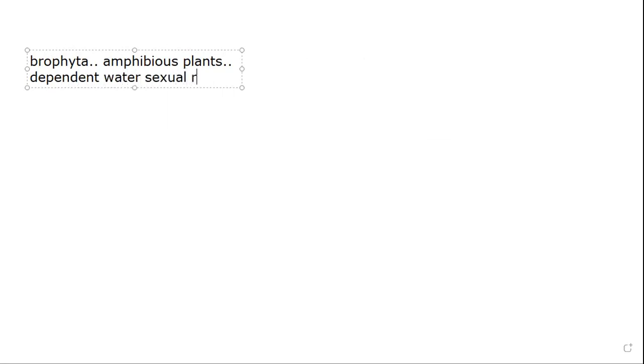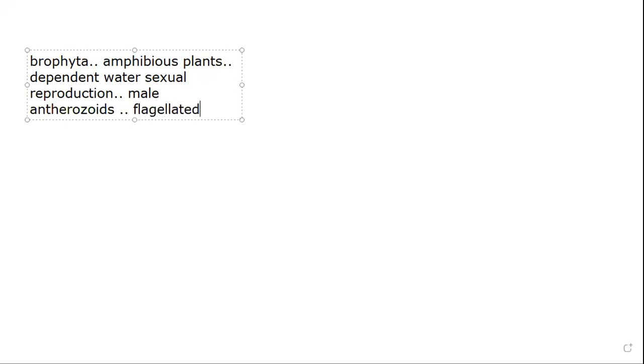How are they dependent on water for their sexual reproduction? They are dependent on water because the male antherozoids are flagellated, and they need water to move from one place to another. These antherozoids move to the female by chemotaxis, and then they fertilize the female on top of the gametophyte body. Let us look at the brief introduction of the topic, and then we will come back to the board and discuss the details again. Okay.